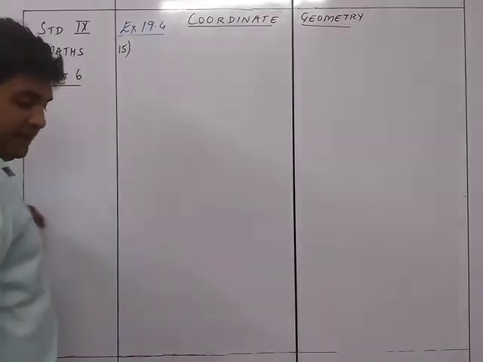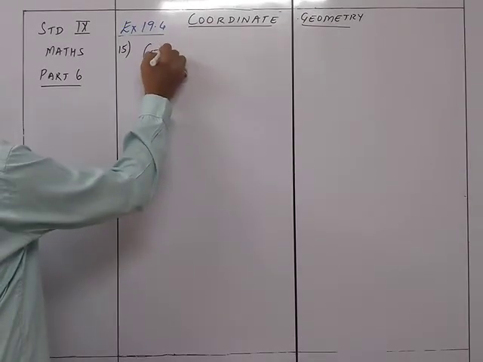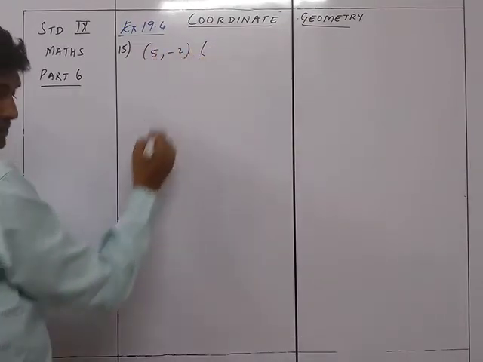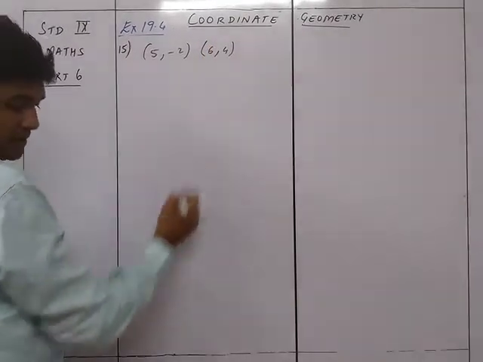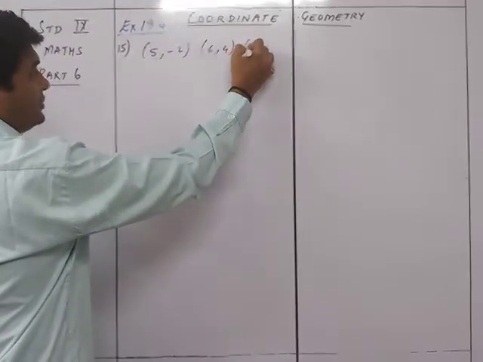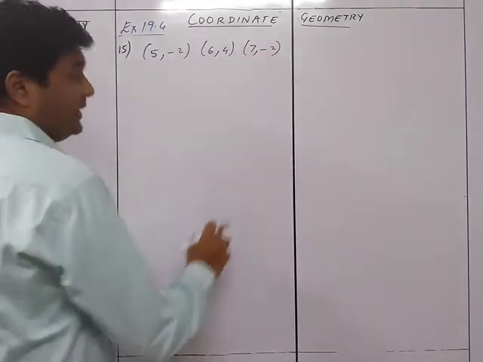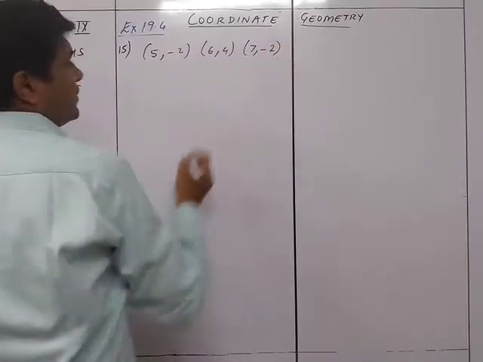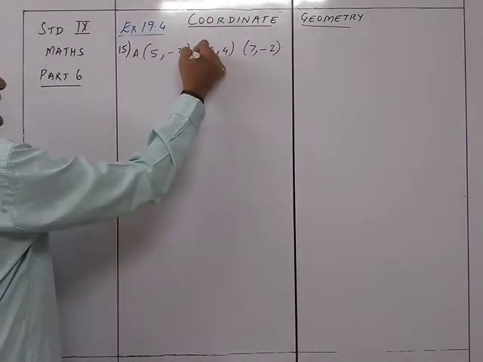Sum number 15. Check whether the points given to you, 5, minus 2, second is 6, 4 and 7, minus 2, are the vertices of an isosceles triangle. So suppose these are A, B and C.